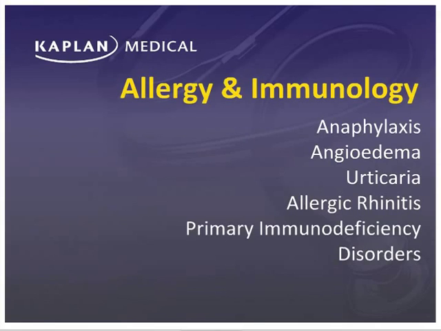Now, to give you an idea of what we're going to be discussing today in Allergy and Immunology, the first topic is going to be anaphylaxis. That's going to be followed by angioedema, urticaria, allergic rhinitis, and followed lastly by primary immunodeficiency disorders. These immunodeficiency disorders are the bane of every medical student. How to keep them straight? Well, at the end of this lecture, you will most definitely be able to.